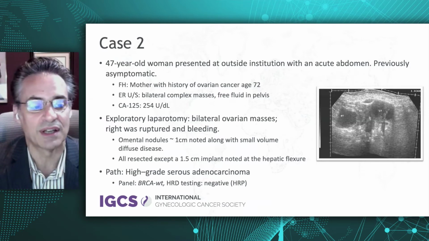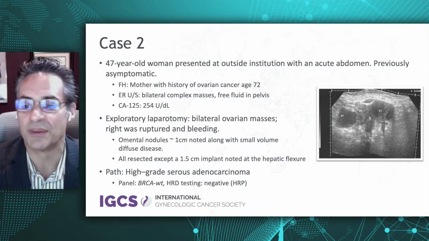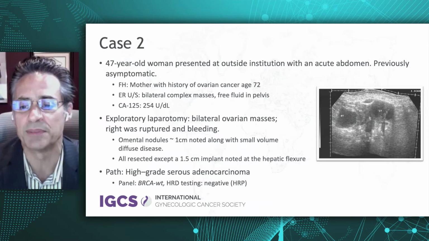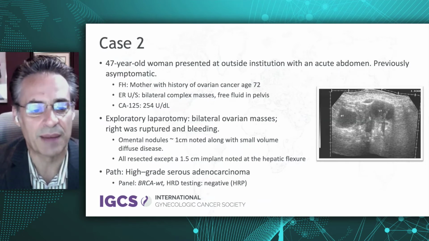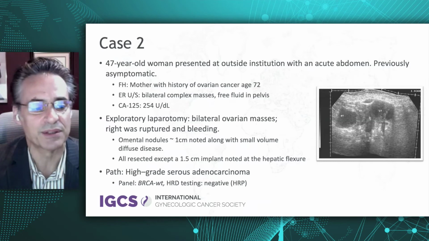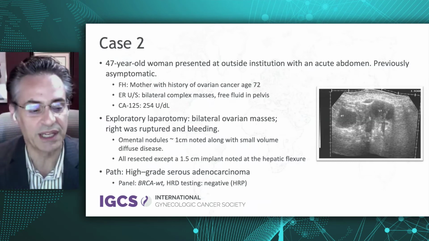She had a bedside ultrasound, which you can see on the right, which shows these complex bilateral masses, and her CA125 was 254. So she underwent an emergent laparotomy. Bilateral ovarian masses were identified. The right one was ruptured and bleeding.